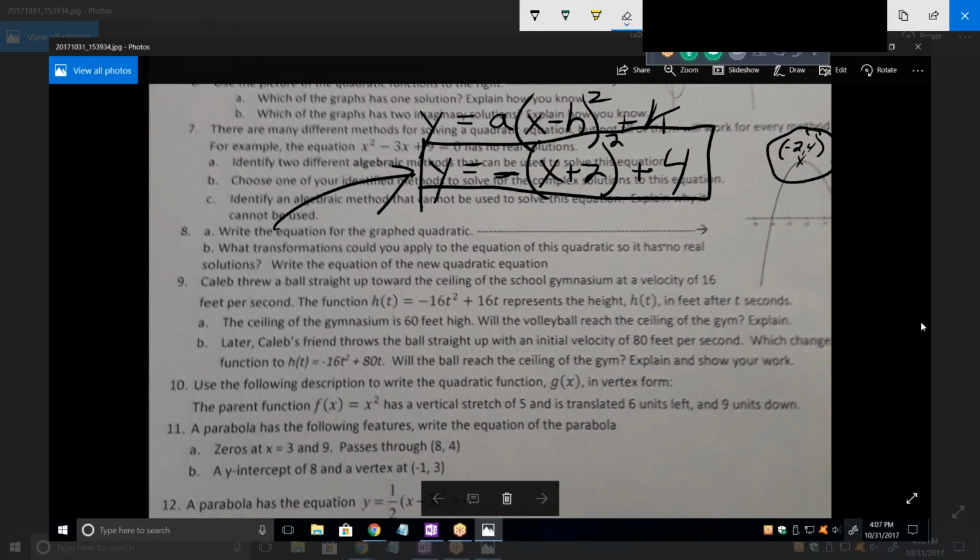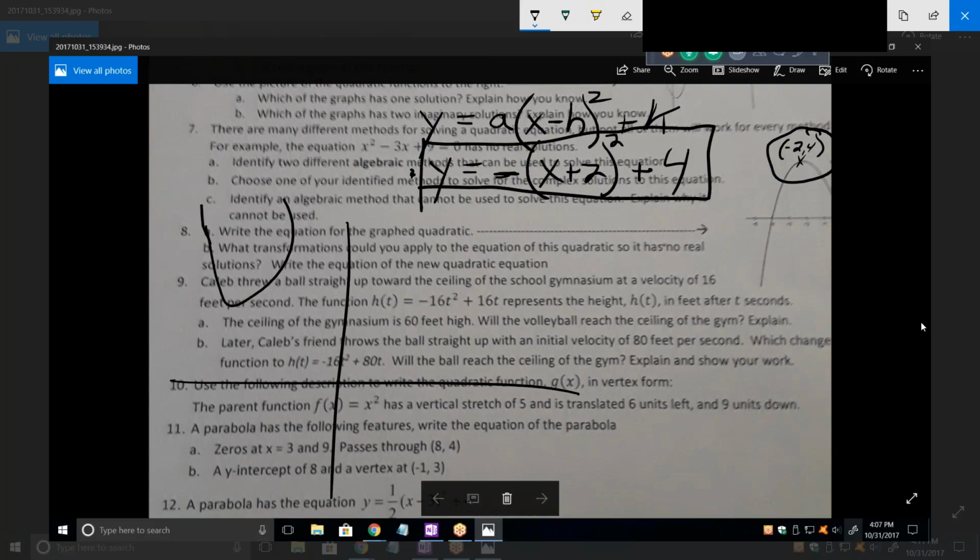So if that's the equation, what I have in the rectangle, what transformations could you apply to the equation of this quadratic so that it has no real solutions? Write the equation of the new quadratic. Well, let's talk about what constitutes no real solutions for a quadratic. If I have a quadratic that does not cross the x-axis, that has no real solutions. It's only imaginary. If you try to solve such a quadratic, you'll get imaginary solutions.